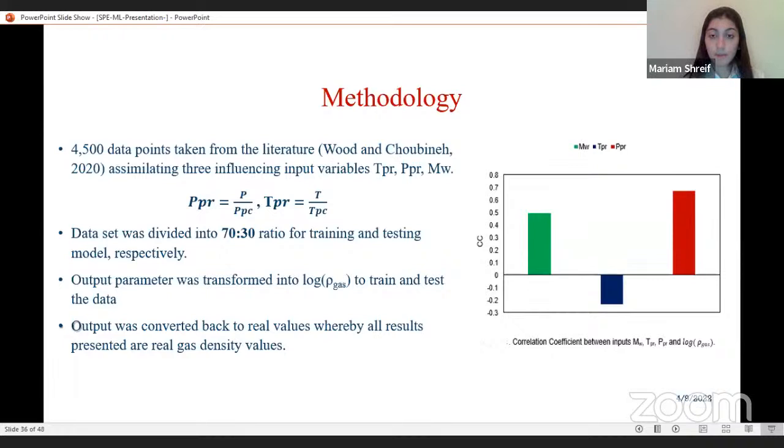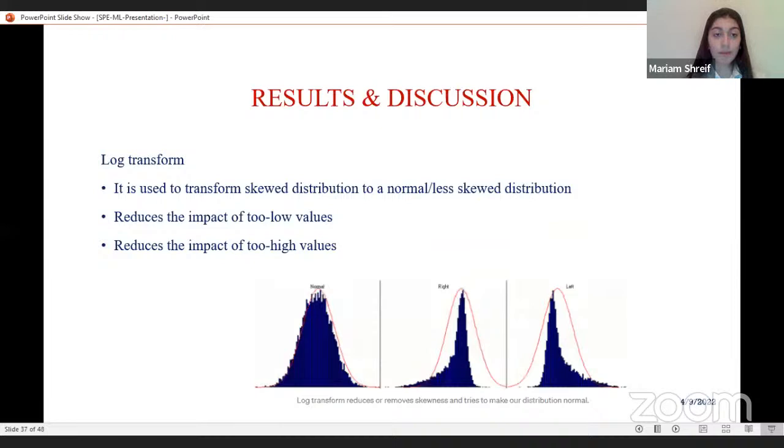As we can see in this figure, we had a negative correlation between the pseudo-reduced temperature and the gas density, and a positive correlation between the molecular weight and the pseudo-reduced pressure with the output variable, which is gas density. However, we had to transform the output parameter into log gas density in order to train and test the data. We usually apply the log transform in order to transform a skewed distribution to a normal or less skewed distribution, so we can reduce the impact of too low values or too high values in the data set we have.